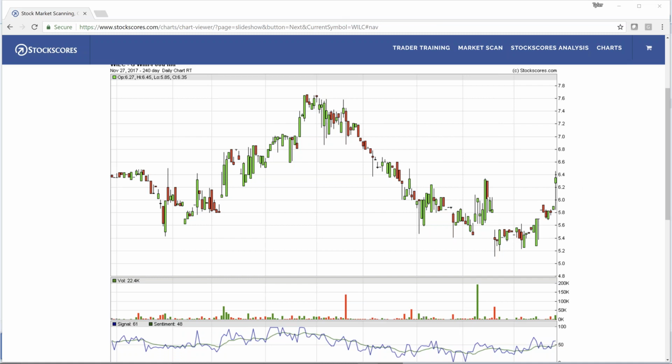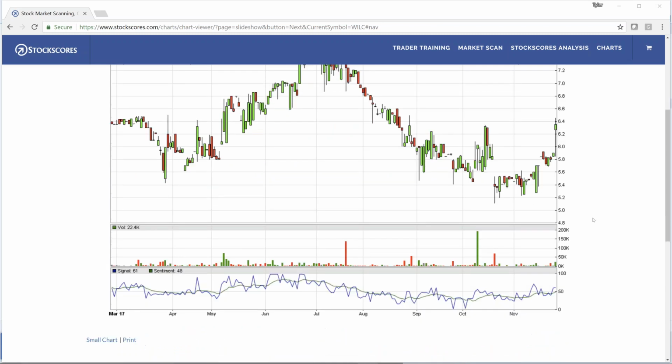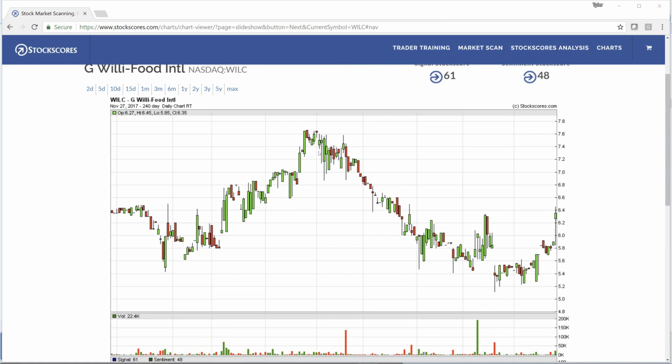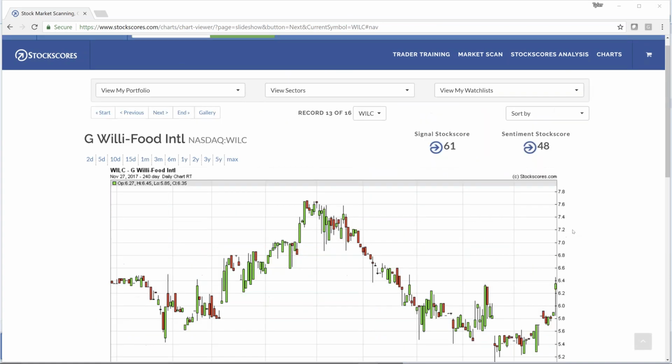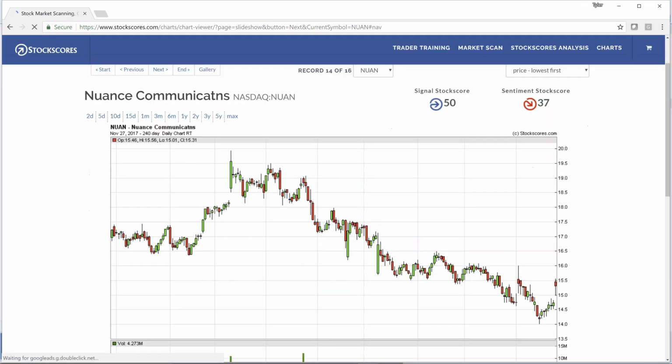So when you see a chart like this, be a little bit cautious with it, because I'll bet you this stock didn't trade even 1,000 times today. I don't know for sure, but just looking at the way the chart's pattern is, I would say it traded probably a few hundred times. Let's go to the next one.